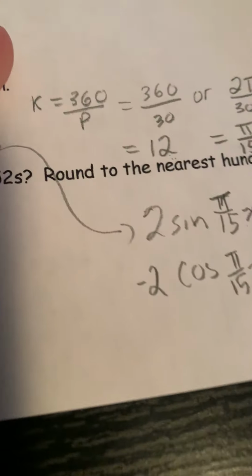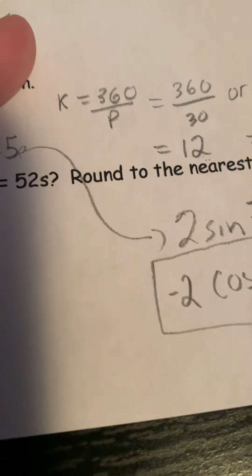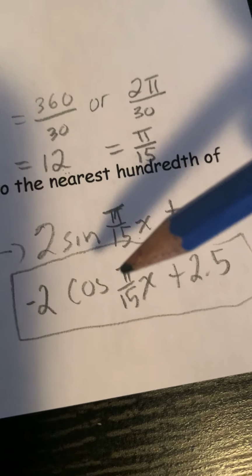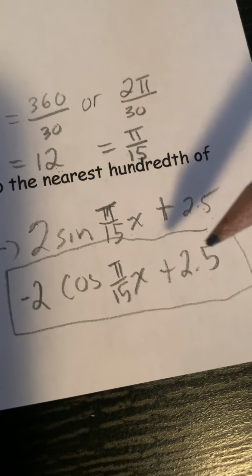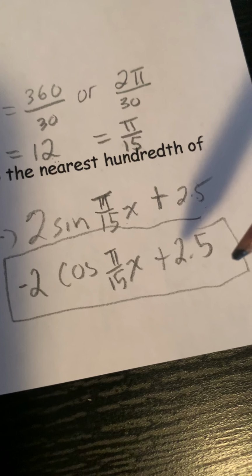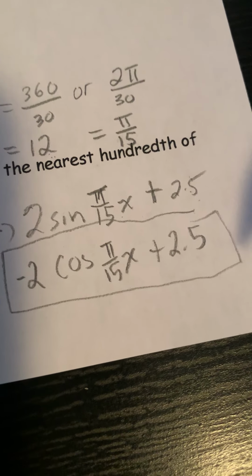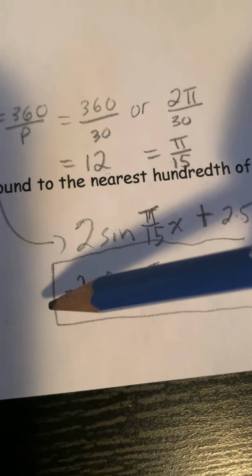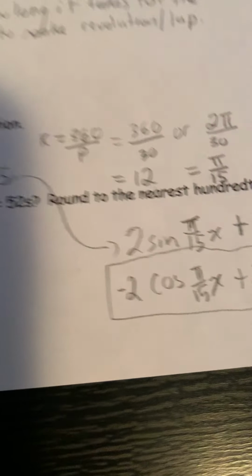So negative 2, negative because it starts at the lowest value. Since it starts at one of the extremes, it's cos. Pi over 15 is your k value, and 2.5 is the equation of the axis. Okay, it didn't specify anything about variables, but this would be t, your time, and the f(x) would be your height, sorry, your distance.